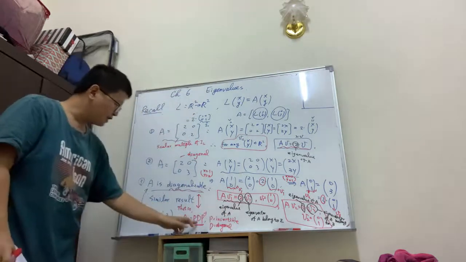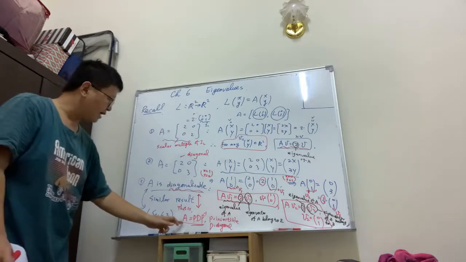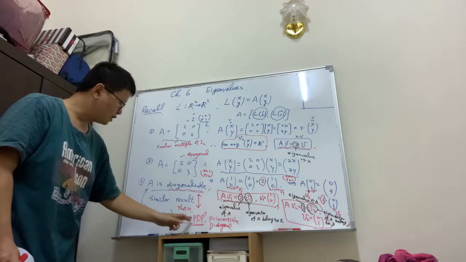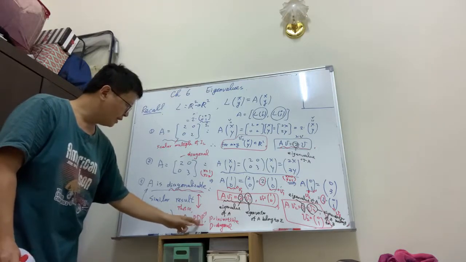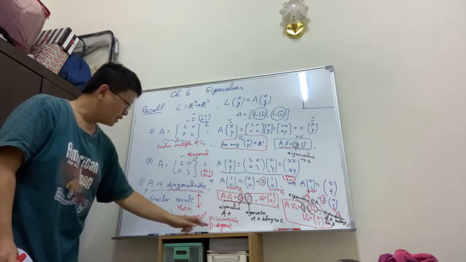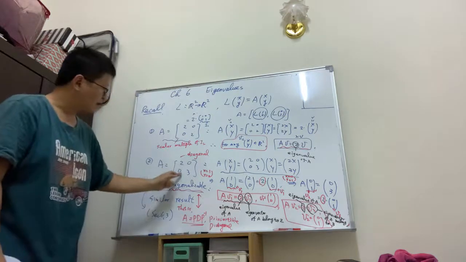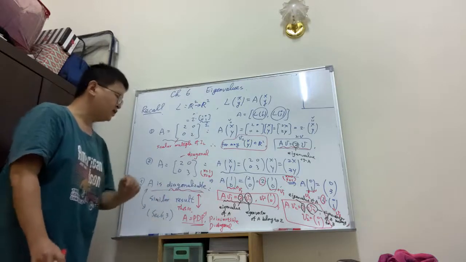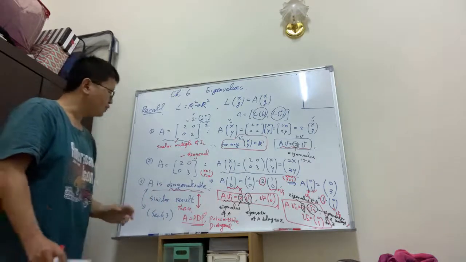The matrix D is some diagonal matrix. Originally the matrix A is not diagonal, but we could find some invertible matrix P such that A equals P D P inverse. And here the matrix D is diagonal, of something like this form. For this kind of matrix, there is also a similar result, and it's in section 6.3.